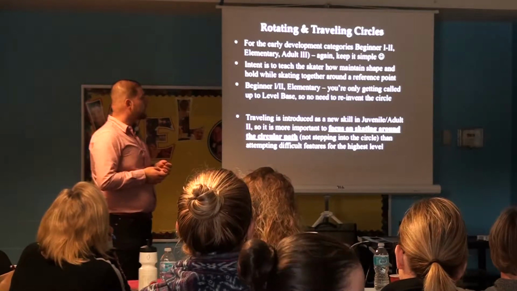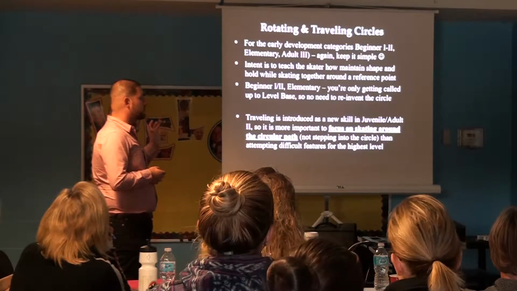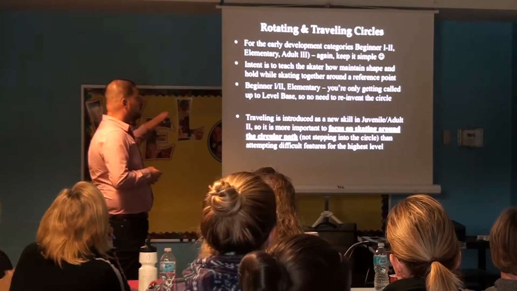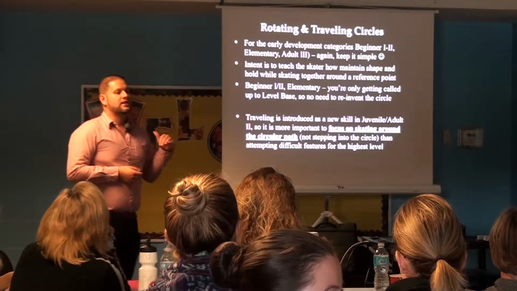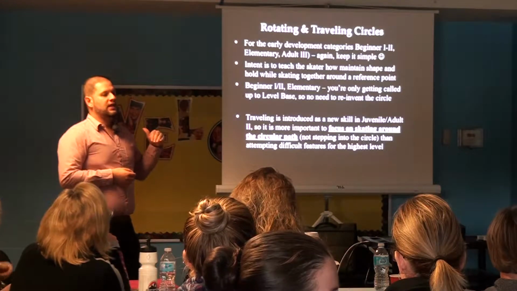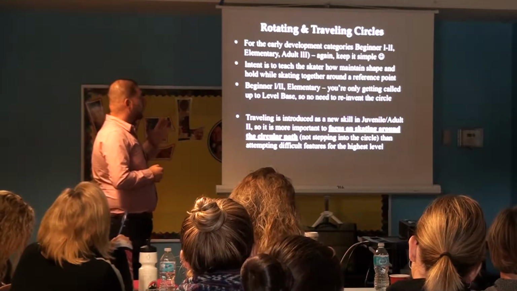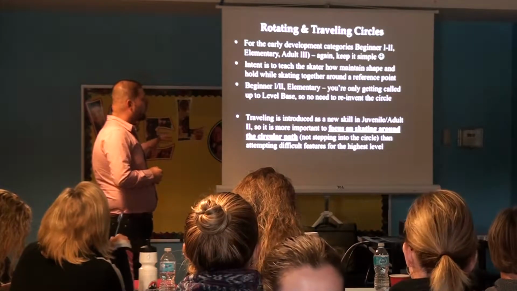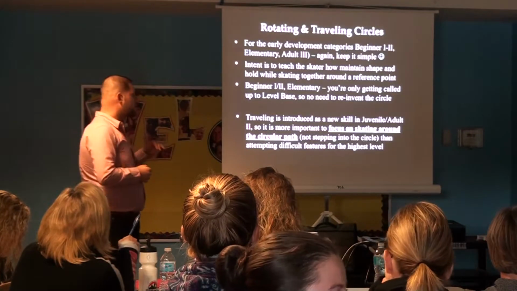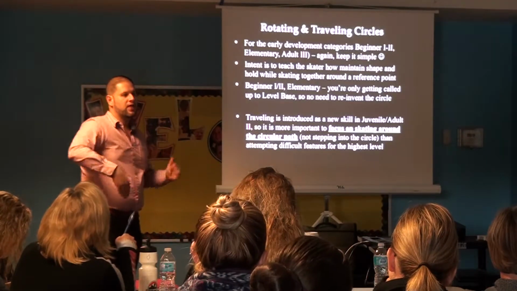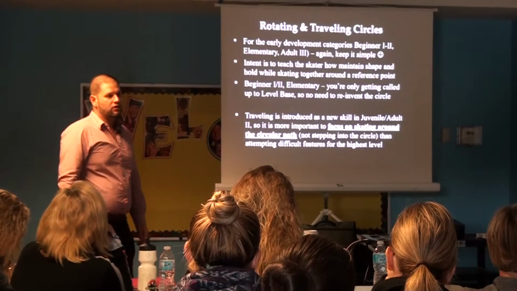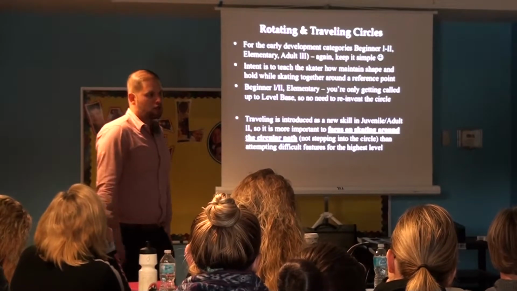Around a reference point. No need to reinvent the circle since you're only getting level base. The travel is the new skill that gets introduced at Juvenile, and it becomes a key feature as they move up the development pathway to future categories. So as you're teaching a traveling circle, it's really important to have the skaters focusing on skating around the circular path, following the natural path of the circle, rather than stepping into the circle.